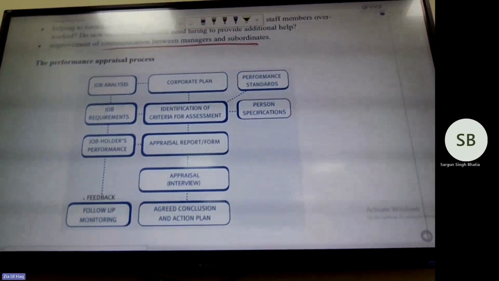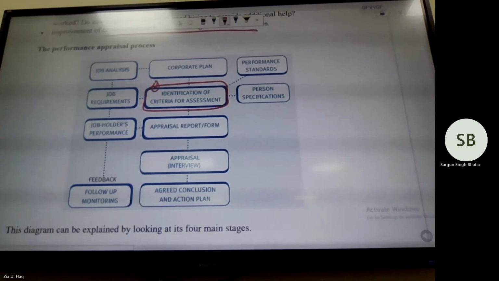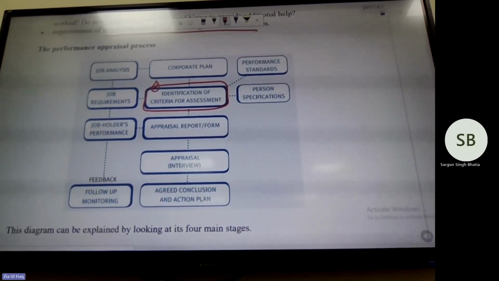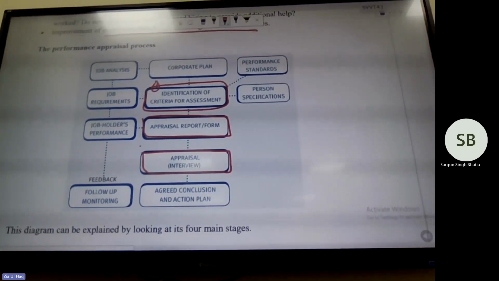How does the performance appraisal process go? First, you need to identify criteria for assessing performance. What things are you going to check in performance appraisal: output, timing, personality, communication, routines, holidays. And then you need to produce an appraisal report. What are the actual results? And then there should be an interview between the line manager and the employee, where they both will discuss whether the targets have been met or not.